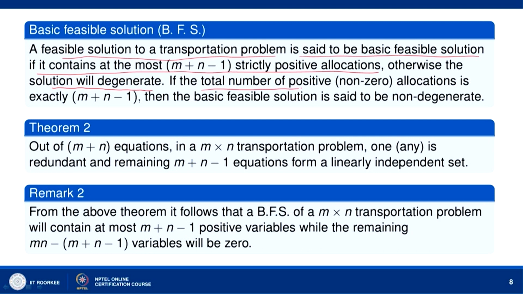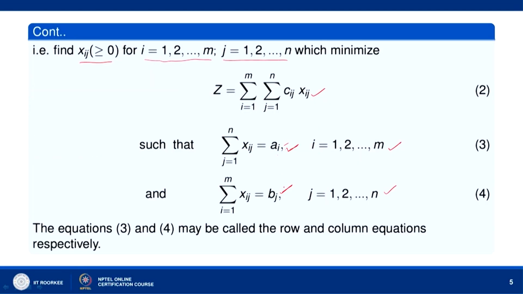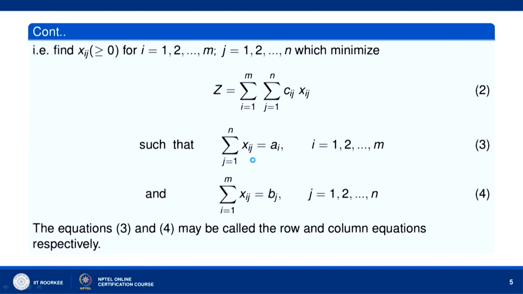If the total number of positive allocations is exactly m plus n minus 1, then the basic feasible solution is said to be non-degenerate. Now, there are m equations here and n equations here, so a total of m plus n equations involving m n variables. Out of these m plus n equations, in an m by n transportation problem, one equation is redundant and the remaining m plus n minus 1 equations are a linearly independent set. Let us show that this follows from here.